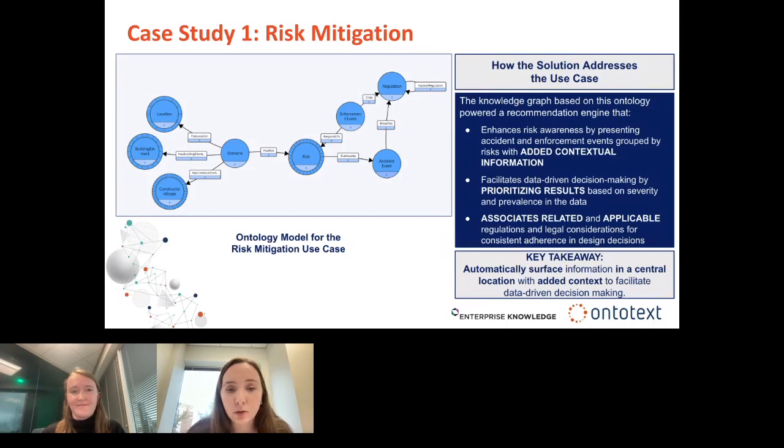The graph was also able to prioritize the results for the user by leveraging additional information that we had on historical data of the average severity of past incidents, which risks tended to result in more extreme accidents than others, as well as which ones tended to be more frequent than others. So in this way, the site planners didn't have to sift through all of the different reports and documents and make that decision on their own. They were able to automatically see which things they should prioritize and would be more significant to their decision making with the results that the recommendation engine was providing.